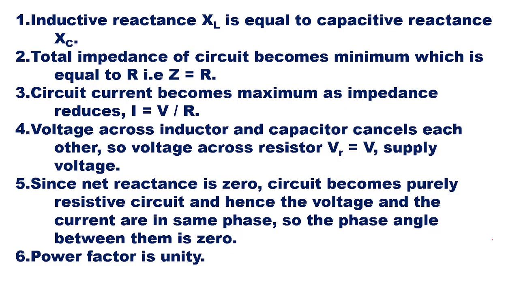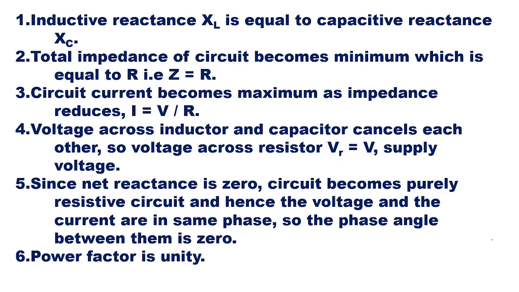So here you can see some theory behind it. Inductive reactance XL is equal to capacitor reactance XC at resonance. Total impedance of circuit becomes minimum, which is equal to R, that is Z is equal to R. Circuit current becomes maximum as impedance reduces. I is equal to V upon R. Voltage across inductor and capacitor cancels each other. So voltage across resistor VR is equal to the applied voltage, that is the supply voltage V.